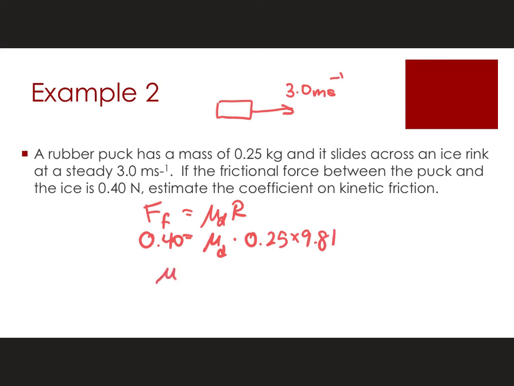And I'll pick up my calculator. I've got 0.4 over 0.25 times 9.81 to get 1.6. And again, I've rounded my answer to 2 sig figs because that's what I have in the data that was given to me. There are no units for the coefficient of friction.